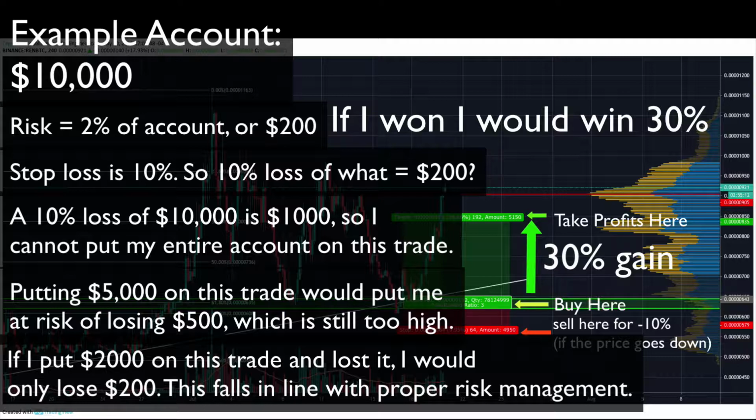With a chance to win 30% and only lose 10%, my reward to risk ratio is 3-to-1. I'd win 3 times the amount compared to if I lost. I'd win in this particular trade $600 if I won this trade, which I did, and I would lose only $200 if I lost this trade. That's an amazing reward to risk ratio.